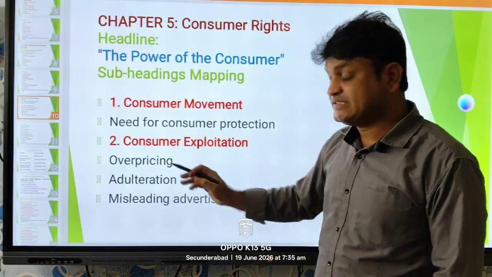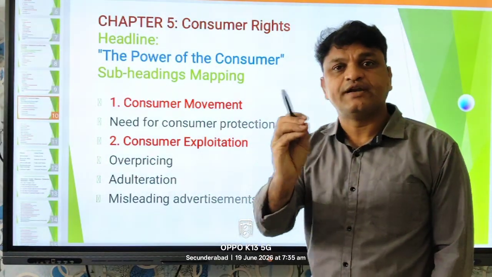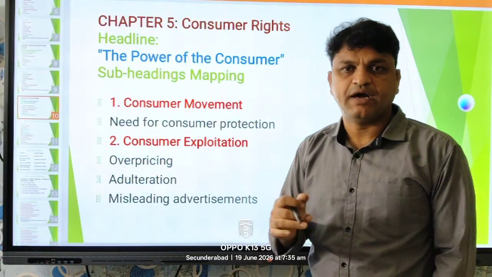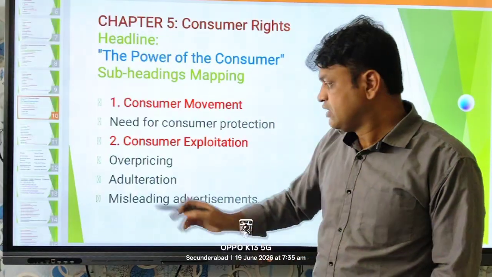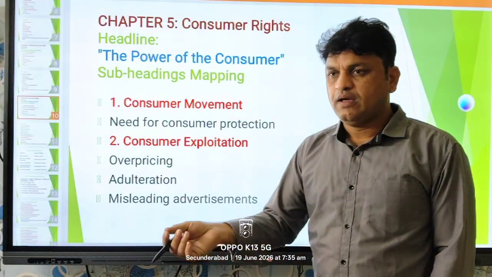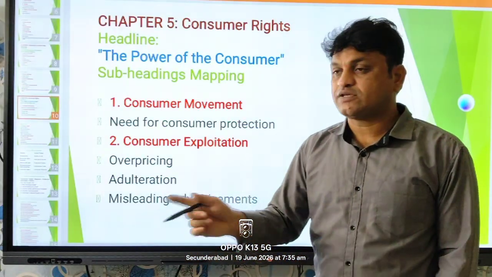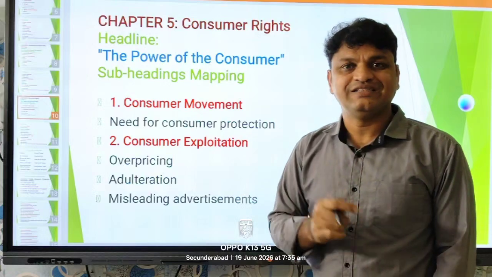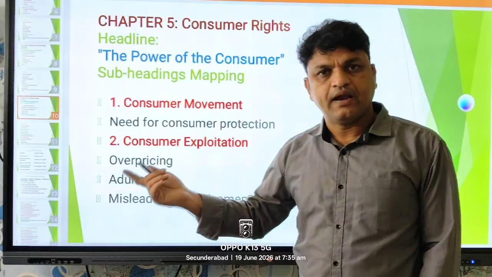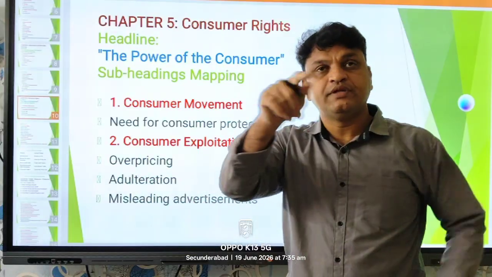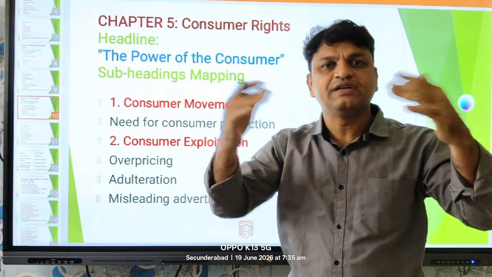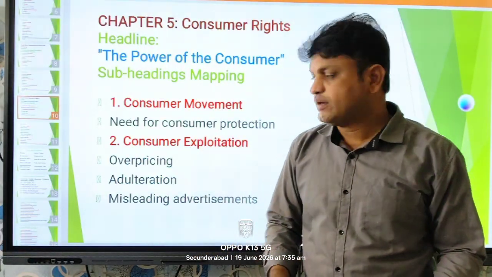Overpricing. Sometimes the price of the good is just 100 rupees, but they will sell it for 200 rupees because there is more demand for the goods in the market. So they will exploit the consumers. Overpricing, adulteration, like in food. Sometimes they will include other things to make it tasty, but actually it will harm your body. And misleading advertisement: something is there on the actual product, but in the advertisement they will say that within a few days you will get taller, within a few days hair will grow, something like that. So, false advertisement.